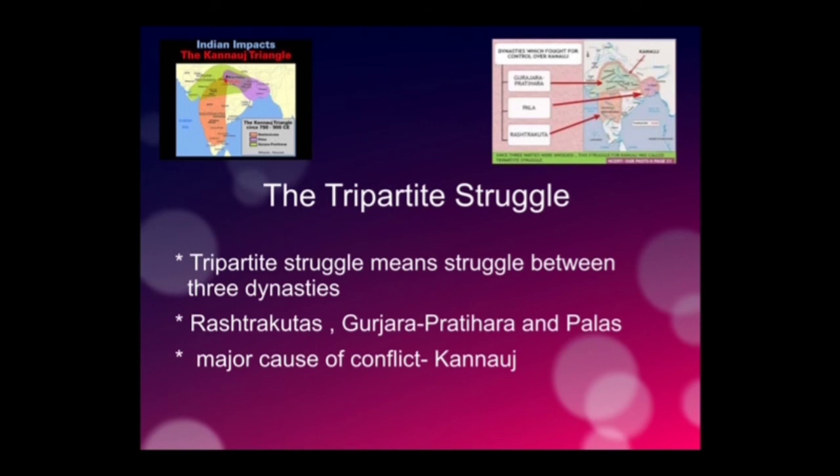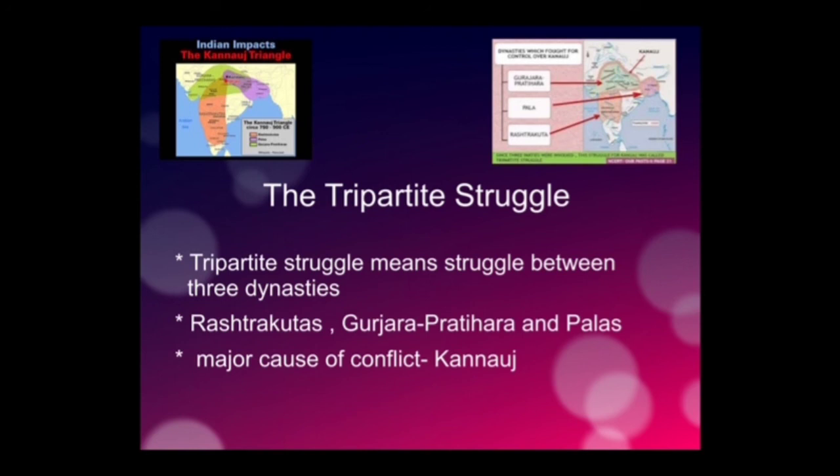And the main cause, as we just discussed, was the wealth and resources of the city of Kannauj, because it is in the very fertile region of the Gangetic Valley. The struggle between these three dynasties is suitably described as the tripartite struggle. But ironically, none of the three would hold Kannauj for long, as the Rashtrakutas were overthrown by the later Chalukyas, and the Palas were under threat from the Cholas, and later overthrown by the Sena dynasty.